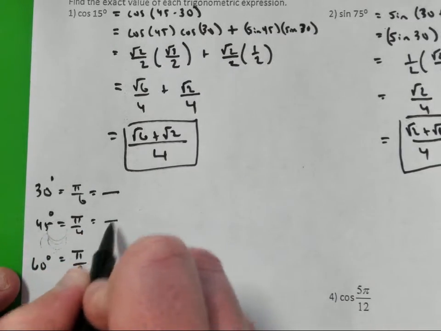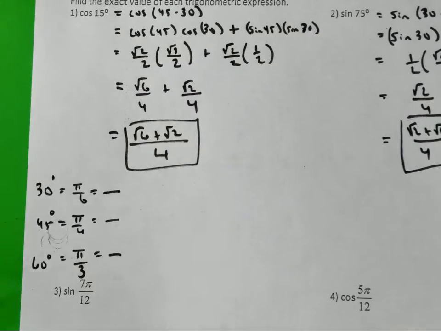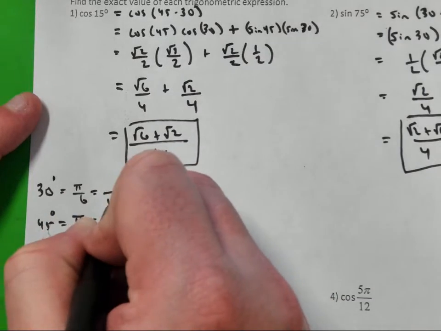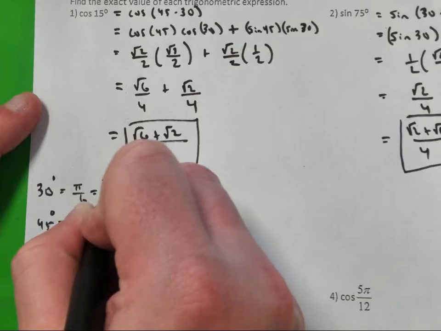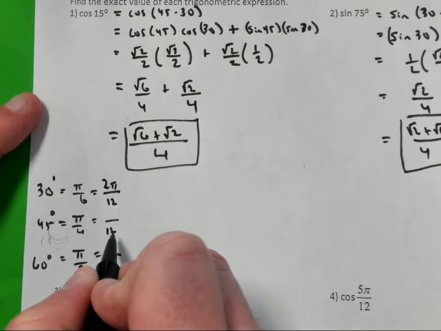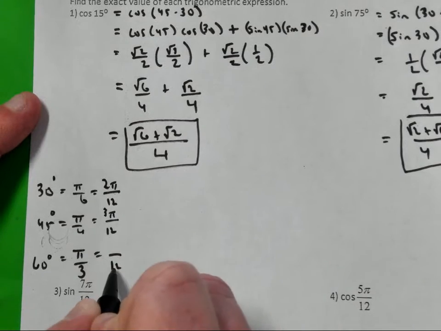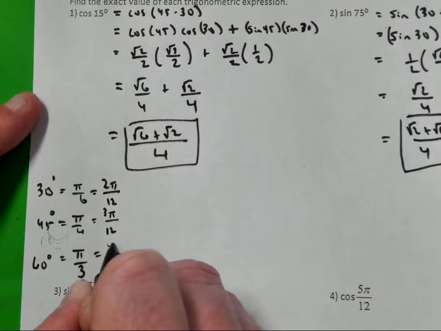I find this beneficial if you do this at the top of your page as well. What's the common denominator between 6, 4, and 3? 12. 6 times 2 is 12. 2 times pi is 2 pi. 4 times 3 is 12. 3 times pi is 3 pi. 3 times 4 is 12. 4 times pi is 4 pi.